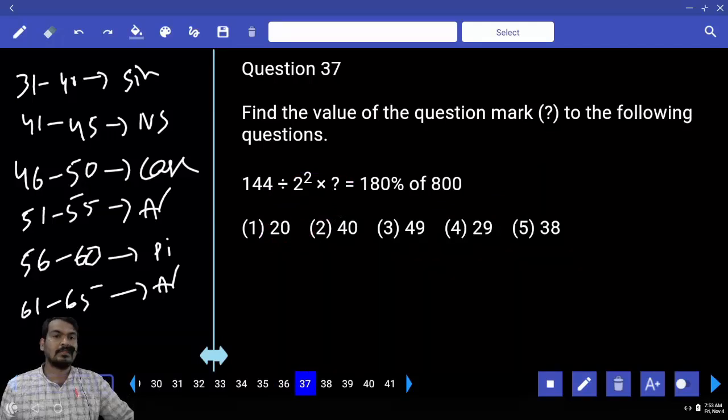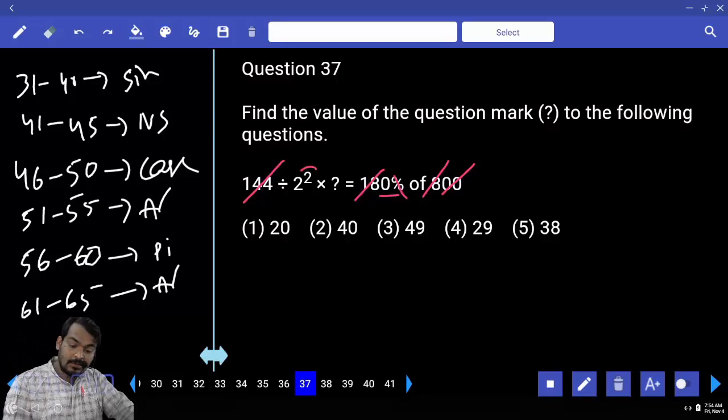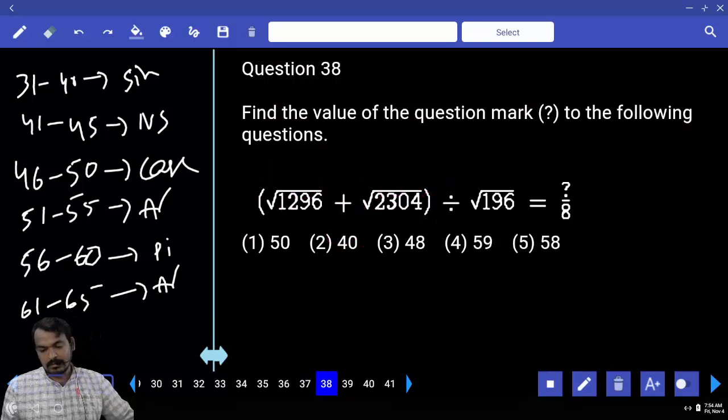Next 37. First priority right hand side. Percentage, two zeros are cancelled. 18 into 8, 144. Left hand side 144 cancels. What is the remaining value in right hand side? 10 or 0? 10, because it is 180 into 8. 180 into 8 means right hand side remaining value is 10. 10 into 4, how much? 40.